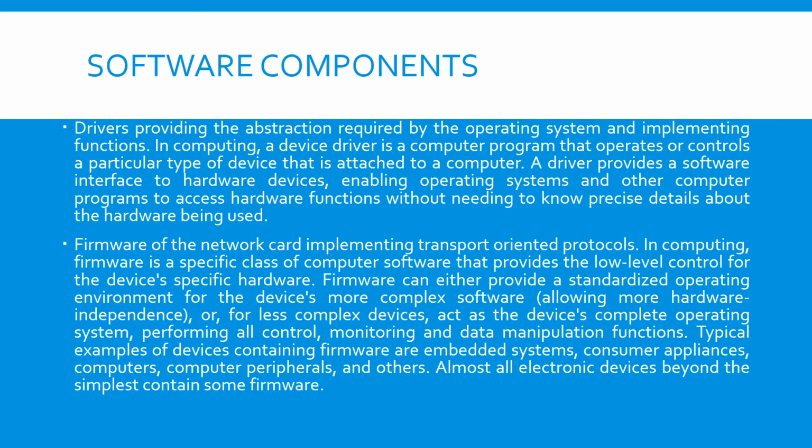Now, firmware. Firmware is a hardware or a particular sort of mini device which is attached to a particular device so that it is able to connect to a network in a wireless mode. So firmware is a network card implemented transport oriented protocols. So network card is a particular card or device which is following the specifications laid down by the IEEE wireless format.